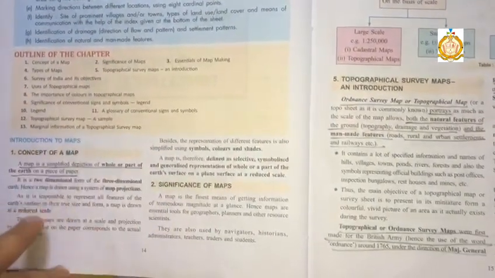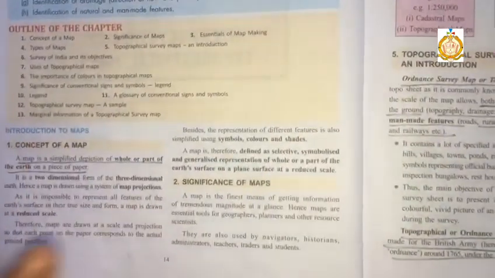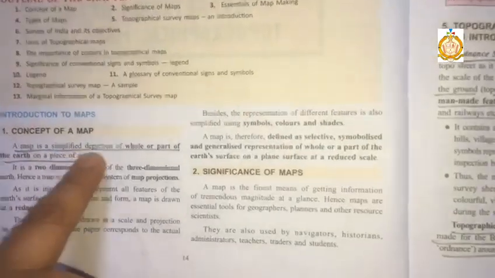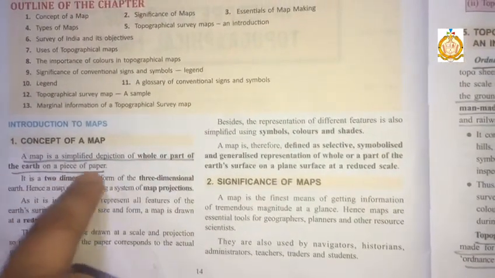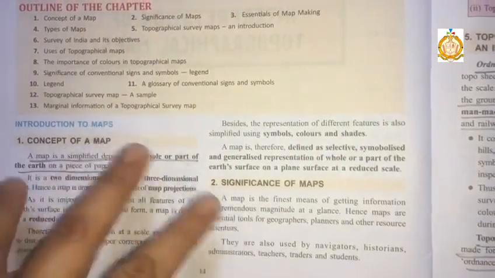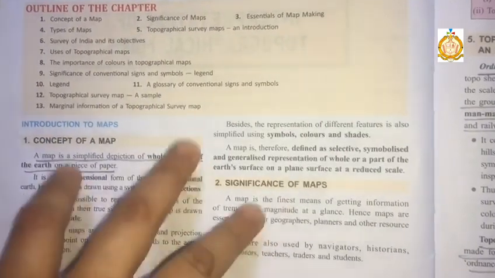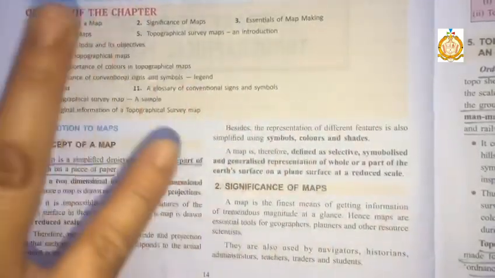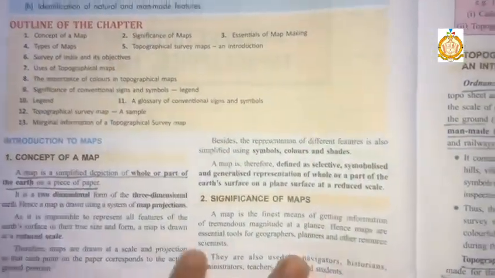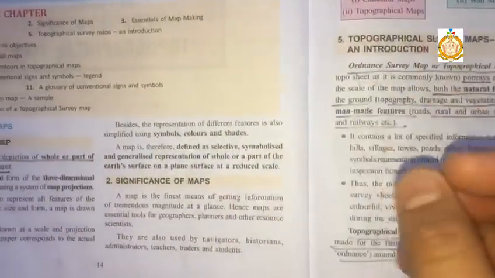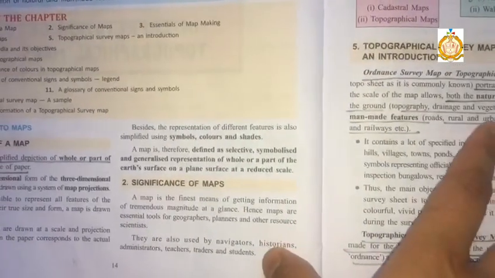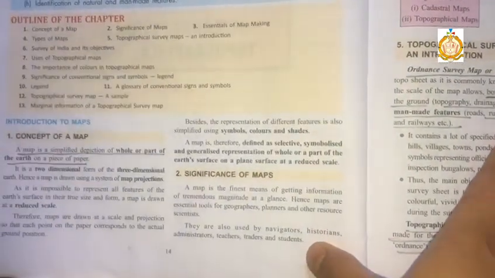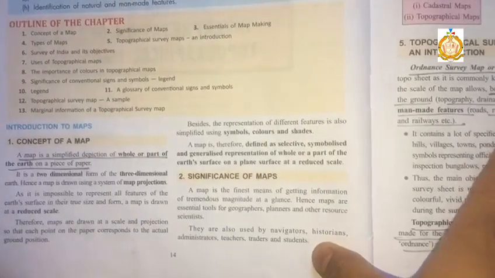So here are the outline and the concept of a map. What is a map? Firstly, a map is a simplified depiction of the whole or a part of the earth on a piece of paper, or you can simply say a map is a 2 or 3 dimensional figure which is projected on a flat surface of paper, and we can carry it easily as compared to a globe. It is easy to carry a map from one place to another.